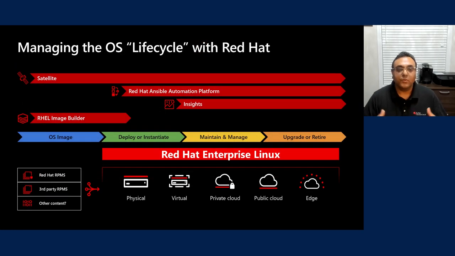Now, you can also use RHEL Image Builder with other tools in your environment like Satellite. Imagine building an image with RHEL Image Builder and then using Satellite to provision it across multiple hosts at scale. You can also use Ansible to automate your journey through the deployment, maintenance, upgrade, or retirement phases. And with Red Hat Insights that is included with every RHEL subscription, you can get deeper visibility to identify and remediate risks across security, compliance, and configuration areas based on Red Hat's best practices.